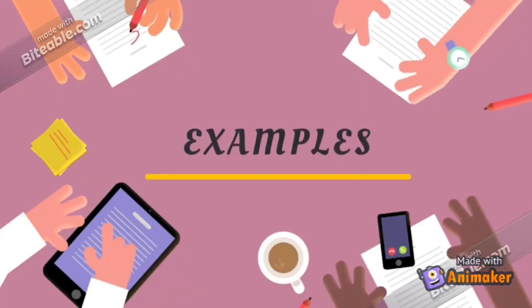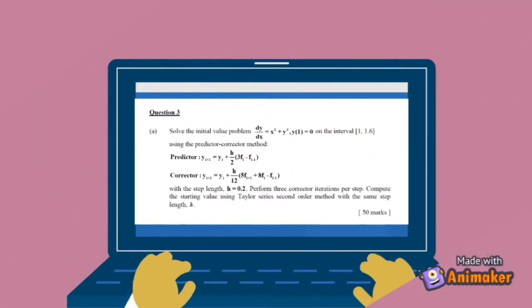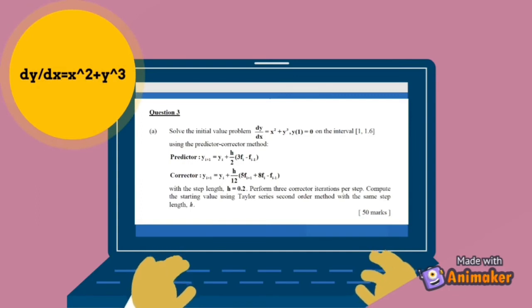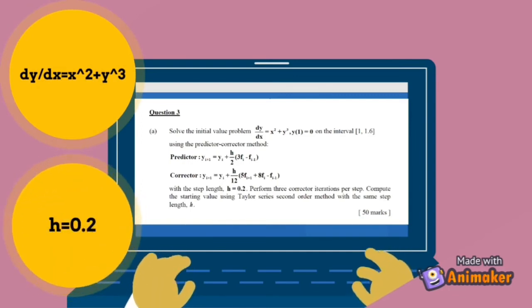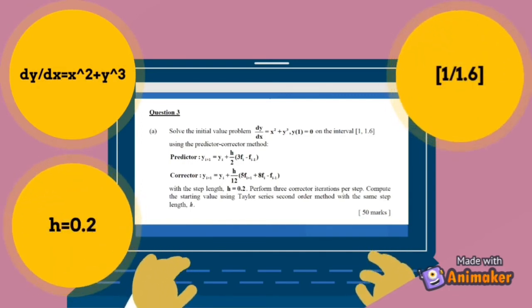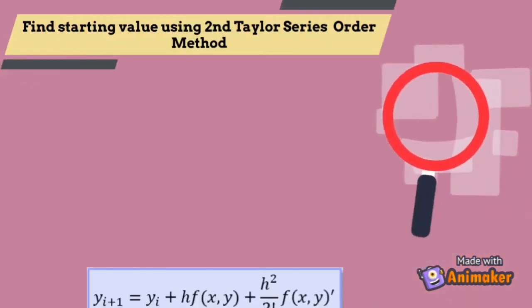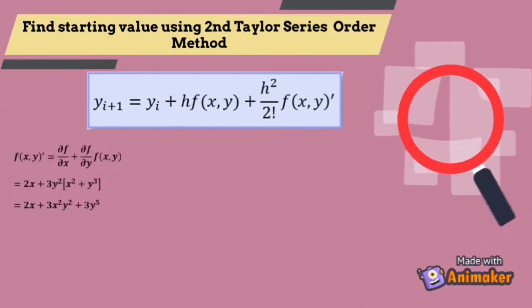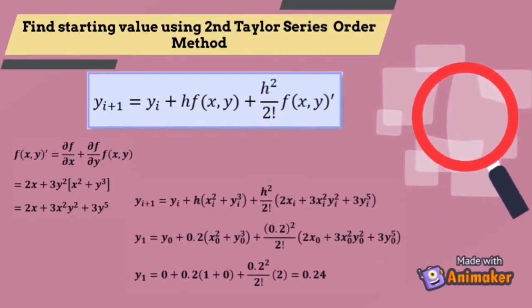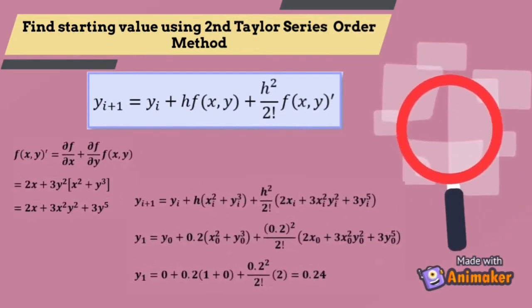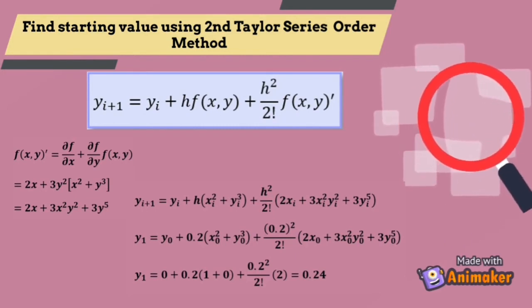Now let's look at some examples. This is January 2018 past year question. We can extract keywords like the ODE, h equals to 0.2, the interval 1 to 1.6, the predictor corrector formula, and the initial condition x0 equals to 1 and y0 equals to 0. Firstly, we find the starting values using the second order Taylor series formula. We differentiate the ODE and substitute it in formula, and we will get y1 equals to 0.24.